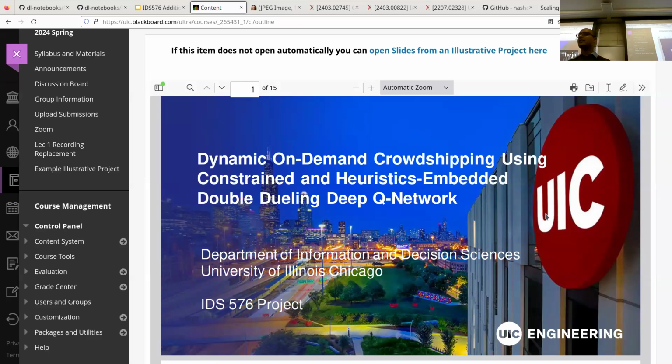Mostly it's a transportation related application. It says crowdsourcing here. The student is a domain expert, or at least has experience in transportation and what crowd shipping is and things like that. So they wanted to use a reinforcement learning approach to figure out how to crowd ship. That's the problem, and the title is quite long.